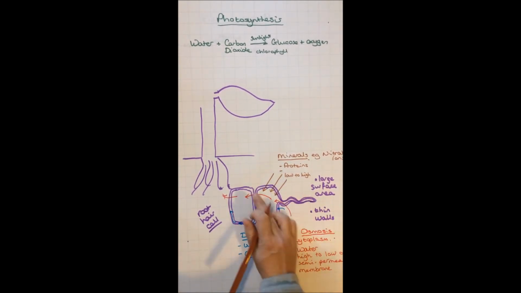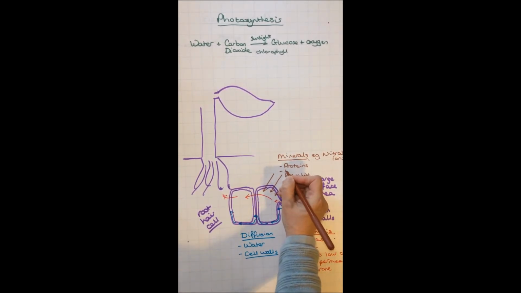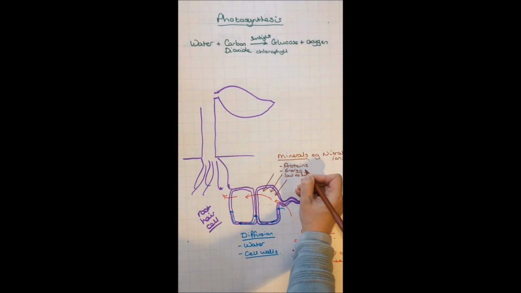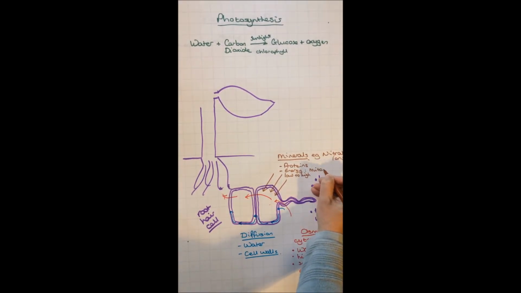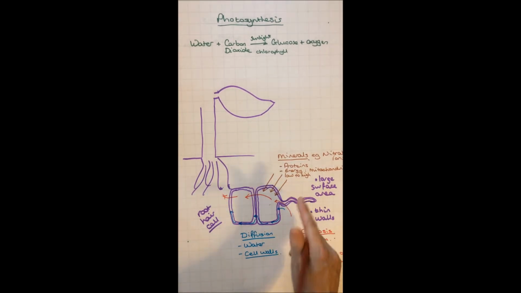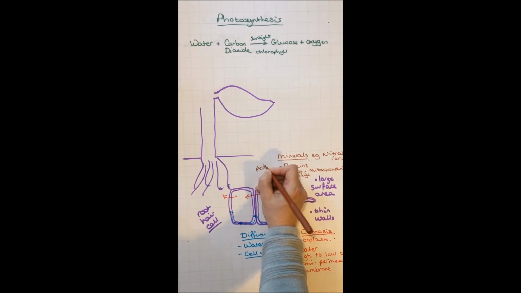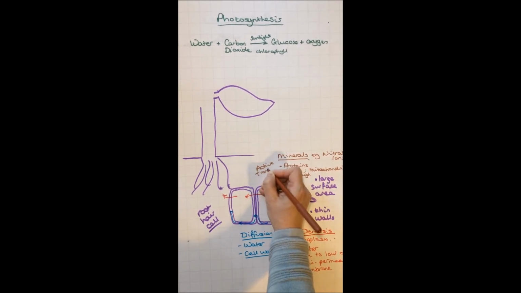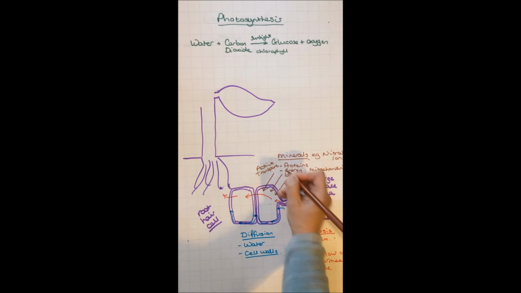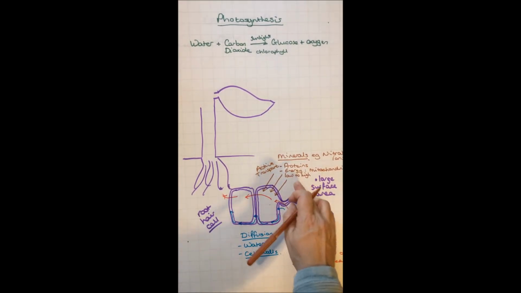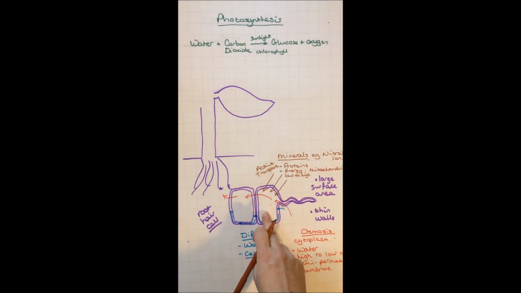And so if we looked in this cell here, because it requires energy, we would find lots of mitochondria present in that cell. Any cell that does lots of things with energy, you always find lots of mitochondria present. And the process where we pump from low to high is called active transport. So mineral ions are actively transported from a low to high concentration into the cell using energy.